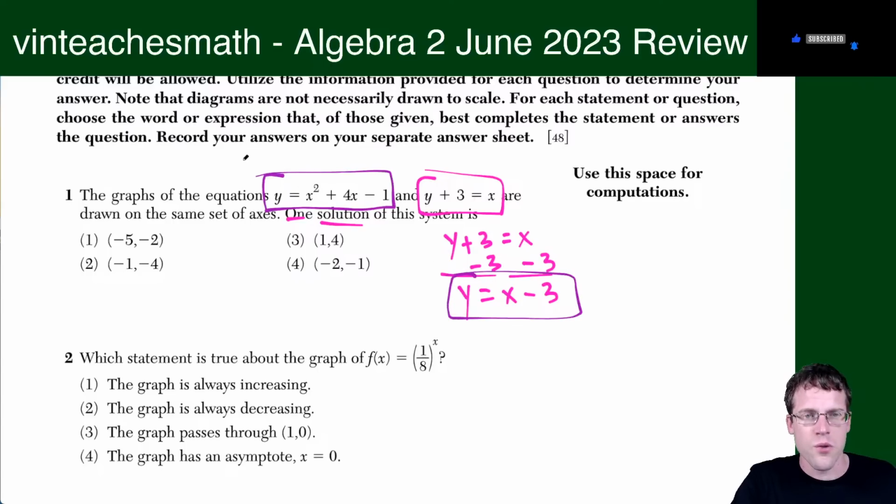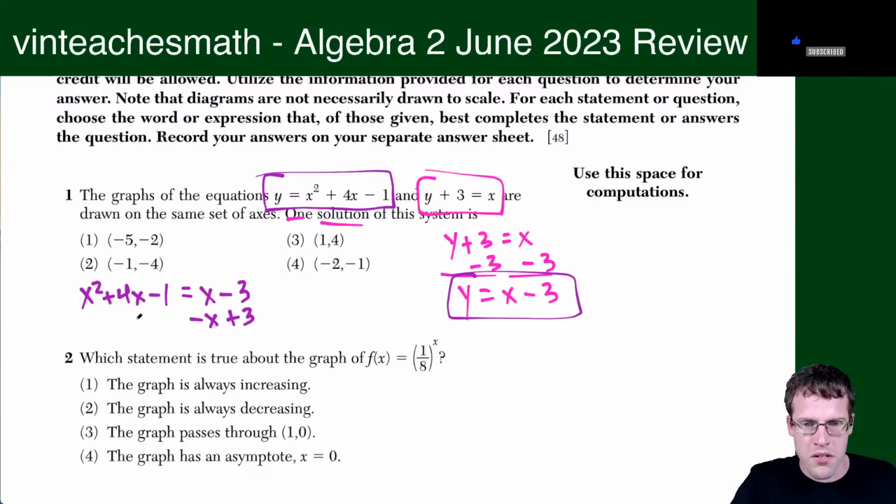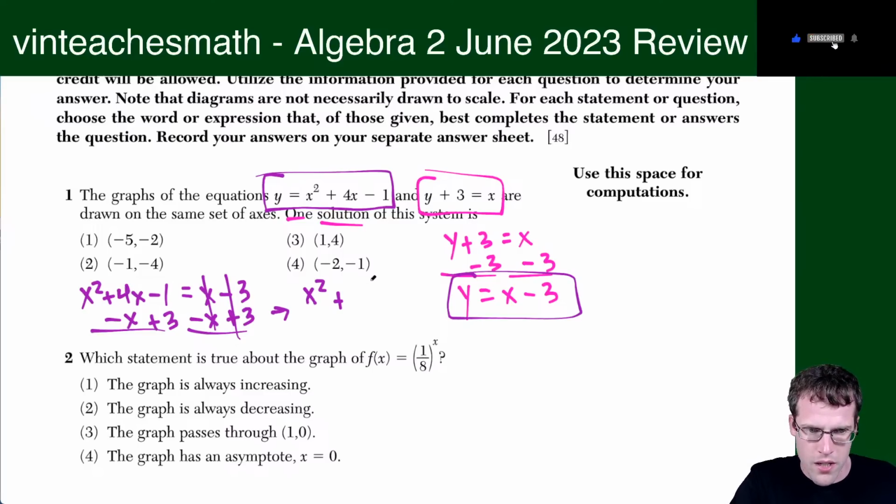What that allows us to do is set these equations equal to each other. Once we do, we have x squared plus 4x minus 1 equals x minus 3, the new equation solved for y. So now I'm going minus x and plus 3 on both sides. The goal is to make the right side equal to 0. What I'm left with is x squared plus 3x, because 4x minus 1x is 3x, and negative 1 plus 3 is plus 2, equal to 0.